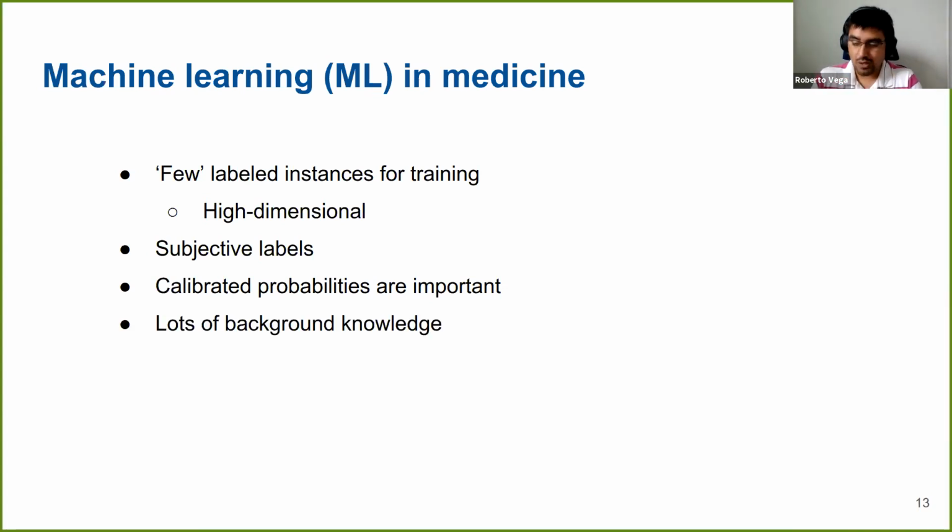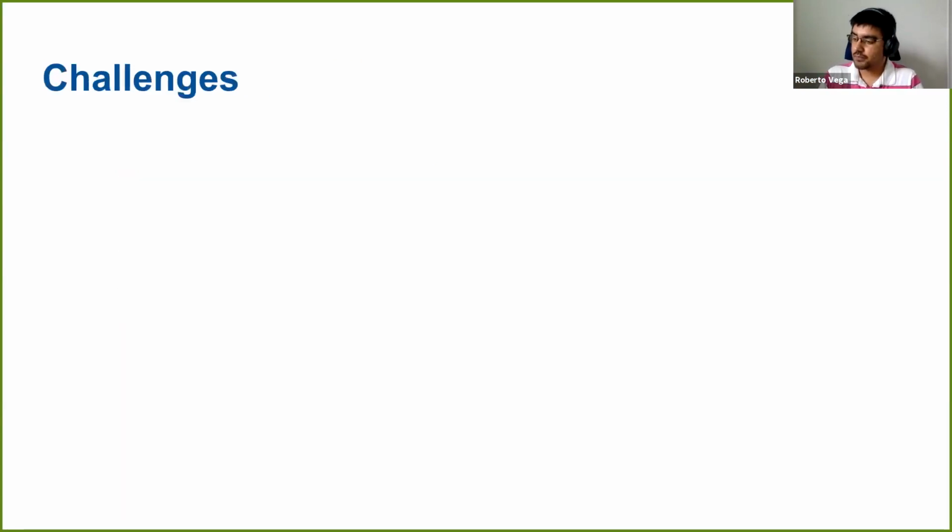And the fourth point is that we have lots of background knowledge. The physicians train for many years to learn how to interpret these images. So when we build a machine learning model with the traditional methodology, we completely ignore everything that the physicians already know about the problem. But they already know a lot. So maybe if we find a way to incorporate this knowledge into the machine learning task, we might compensate for the lack of data because we can provide extra information to our method.